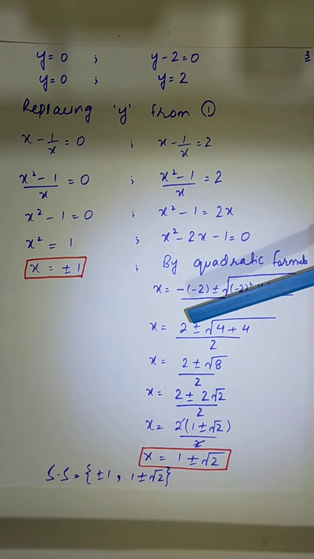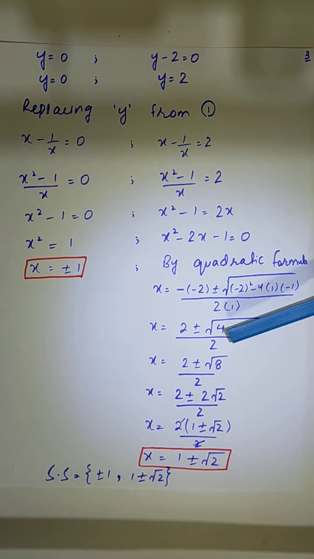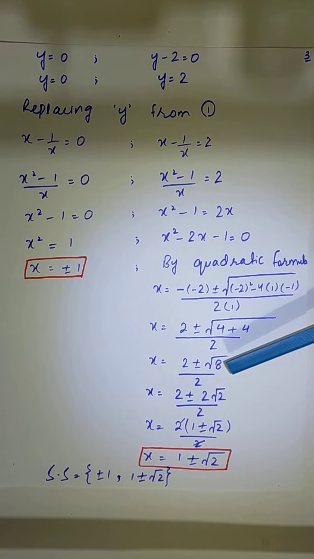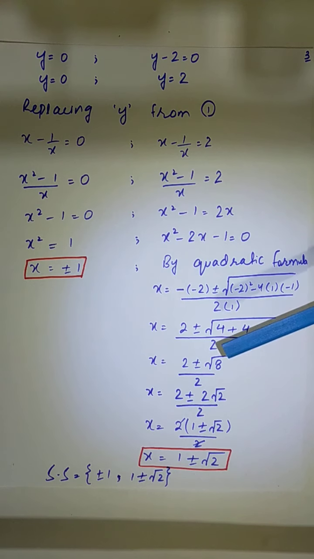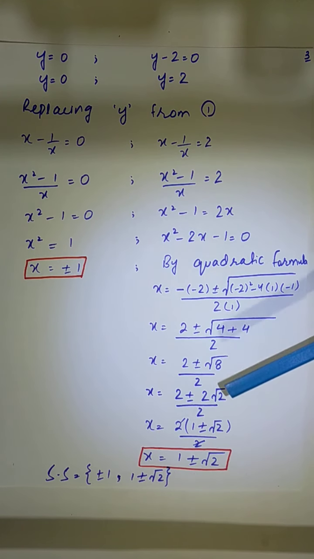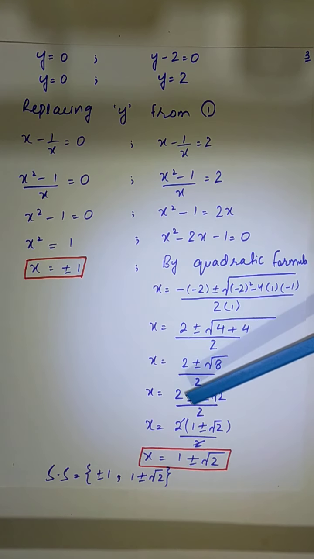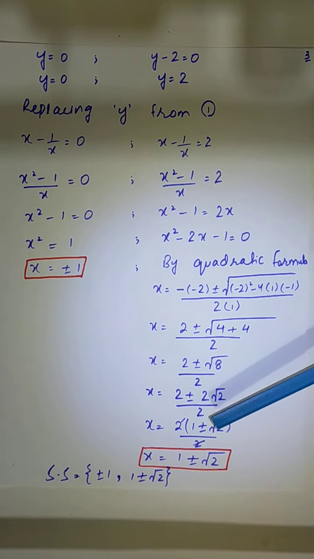And this becomes x is equal to minus minus plus 2, plus minus under root of minus 2 whole square, that becomes 4, minus minus plus, that is 4 into 1 is 4, divided by 2. So this becomes x is equal to 2 plus minus under root of 8 by 2. We cannot find the square root of 8, so we will write 8 as 4 into 2. That becomes the under root of 4 is 2, and 2 will remain here in the square root. So this becomes 2 plus minus 2 under root of 2 by 2.